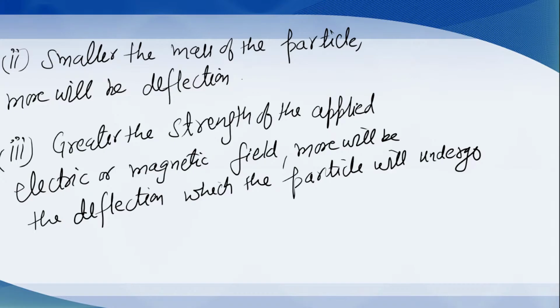Now, under the influence of applied electric field alone, when only electric field is applied, the electron deviates from its path and strikes the fluorescent screen at a certain point.